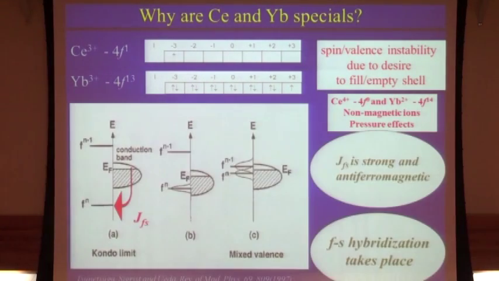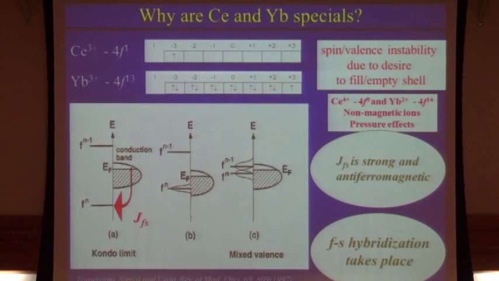So what happened is that you have your F level very close to the conduction band. So the exchange between the localized electron and the spin is much stronger for these two than for the others. So the F electron is close to the Fermi surface. That gives you a very strong antiferromagnetic interaction between the localized electron and the conduction band.